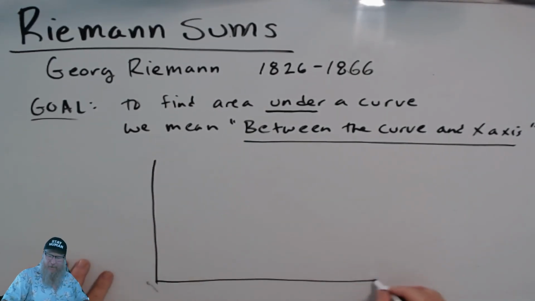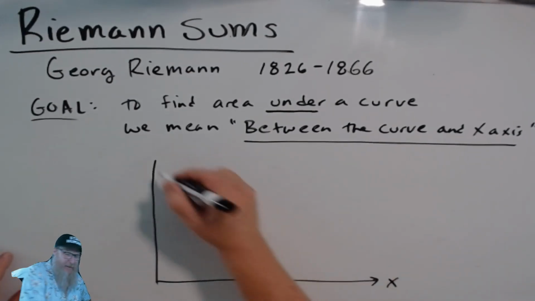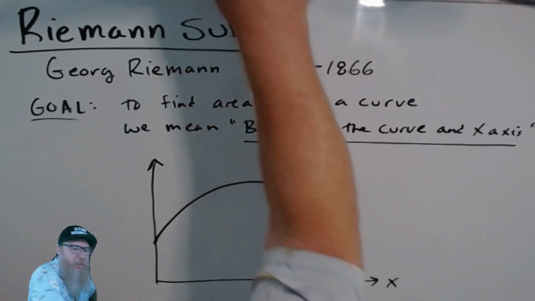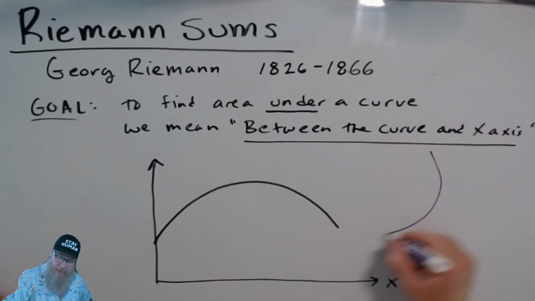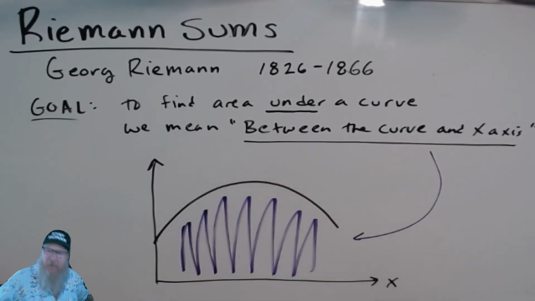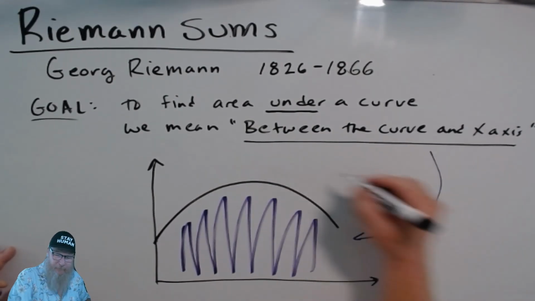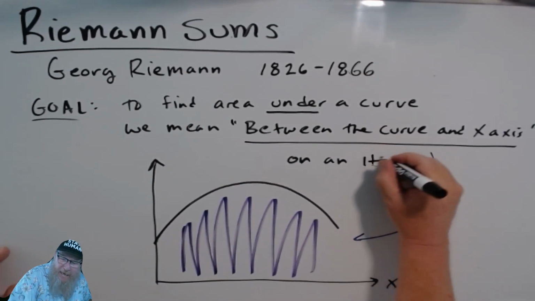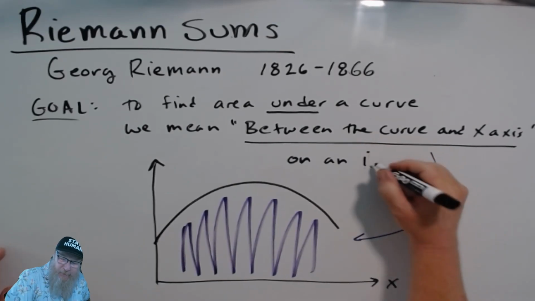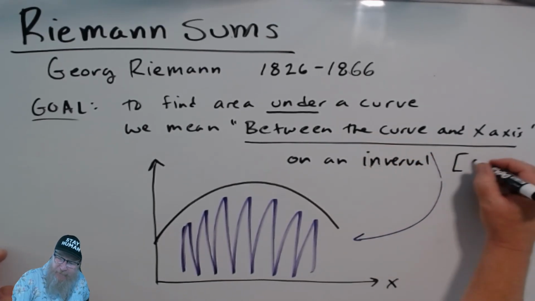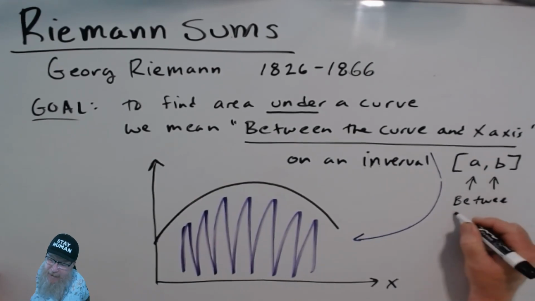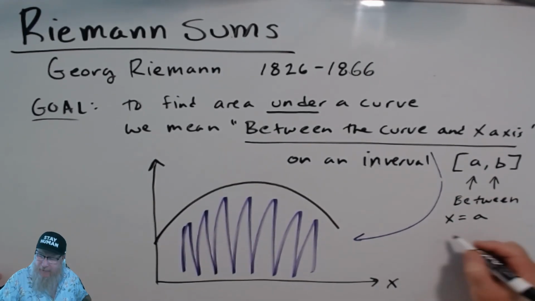So if I have a curve, here's my x-axis. This is what we mean by the area between the curve and the x-axis. And we usually do it on an interval. Or you could say between. I usually say on AB, which really just means between x equals A and x equals B.